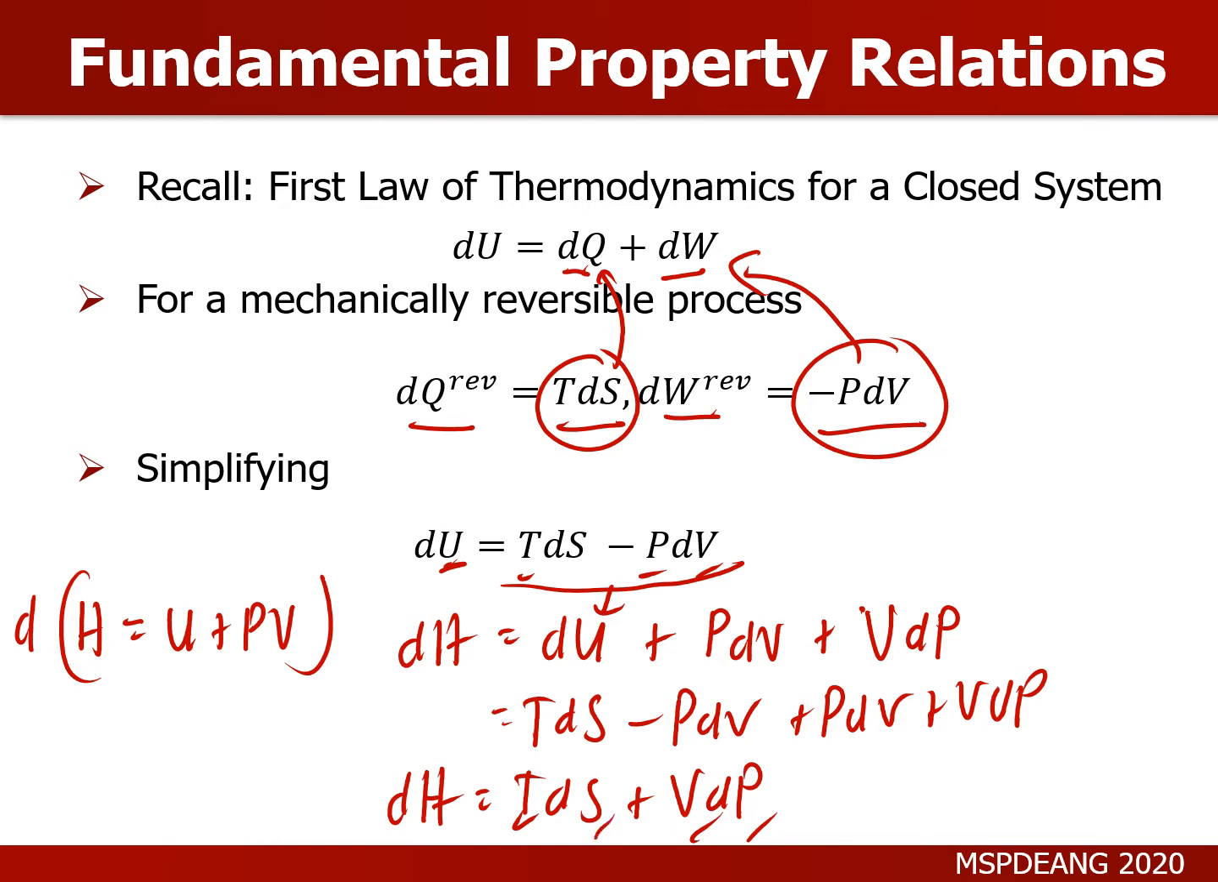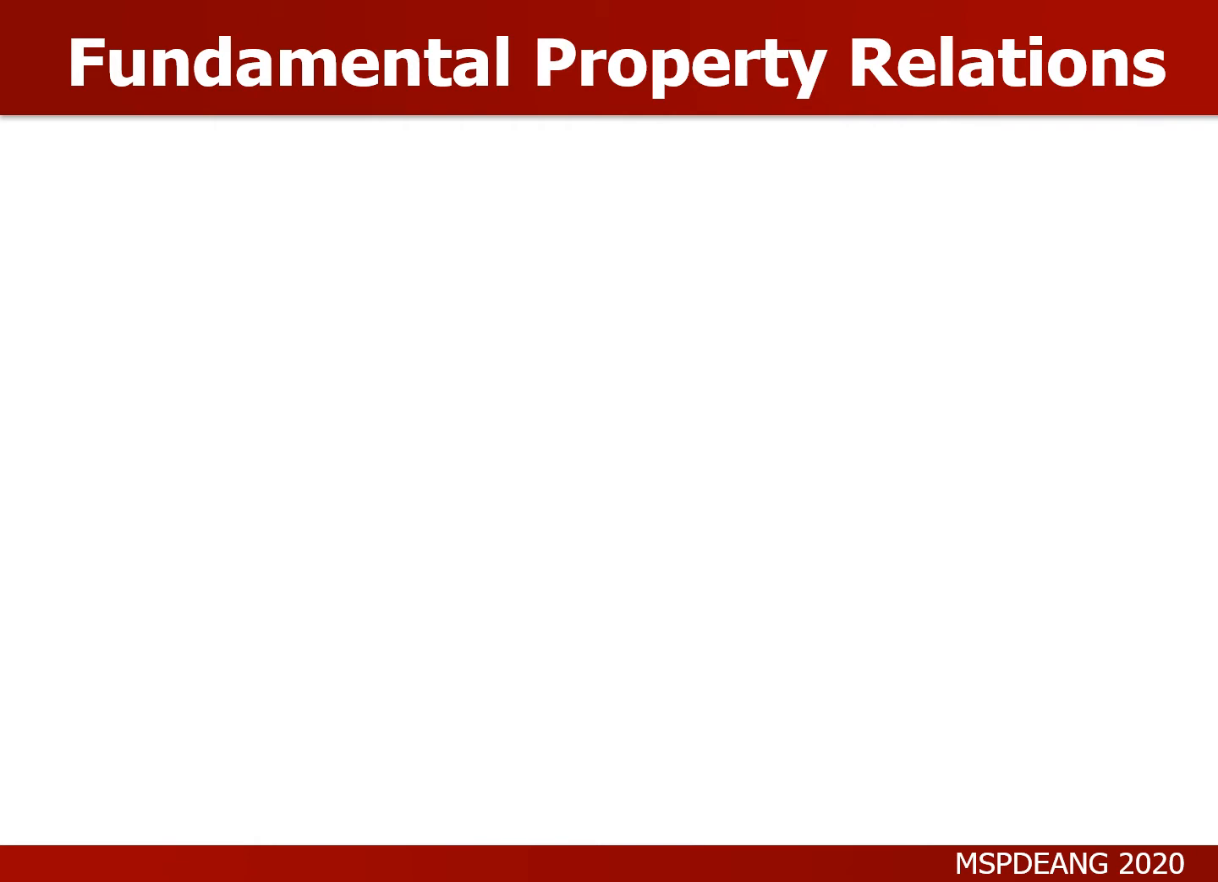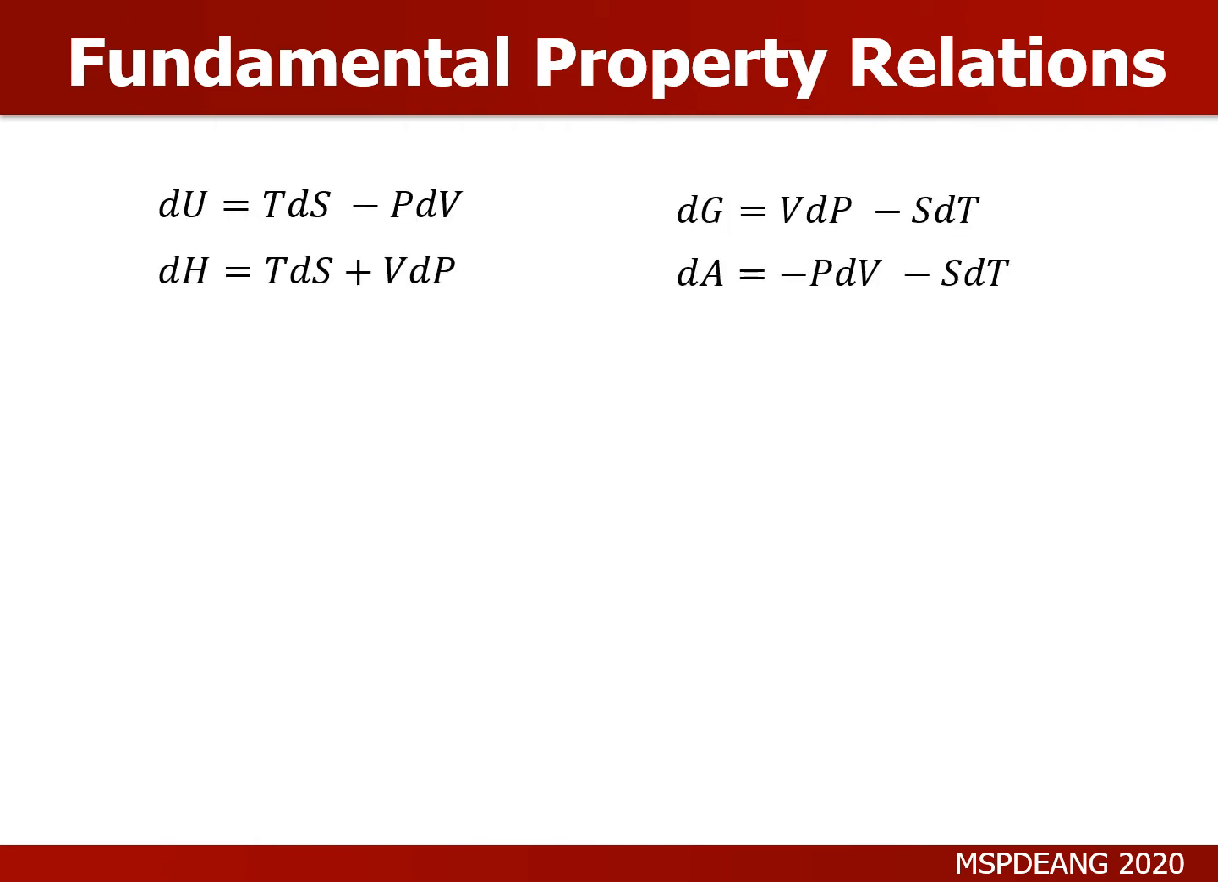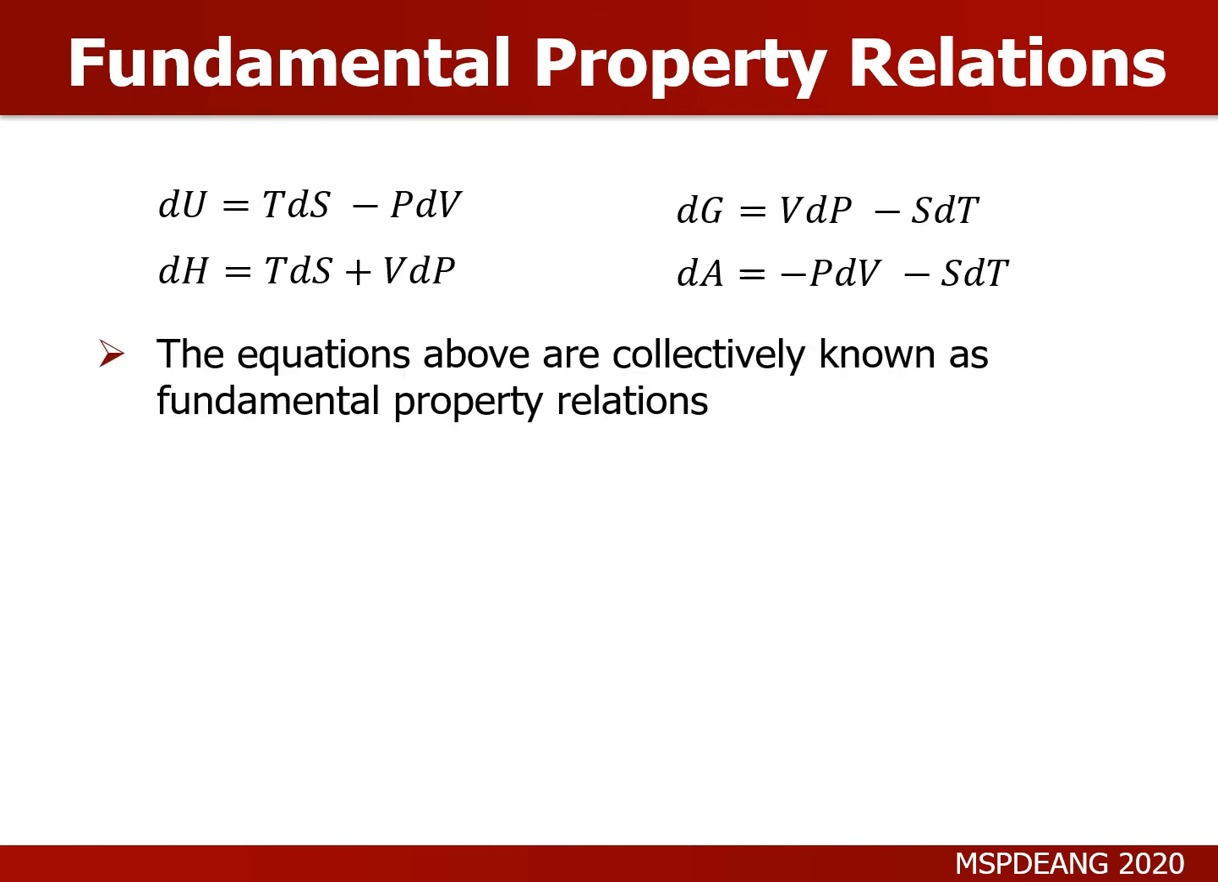And you can actually still do this for the definition of G and the definition of the Helmholtz free energy. So para gawin yan, again, diba, G is equal to H minus TS and A is equal to U minus TS. So pwede mong i-substitute again si dH dito and si dU dito, and you can make the necessary substitutions. And if you do that for G and A as well, you can get the following four relationships. So dU, dH, dG, and dA measured in terms of the changes with respect to entropy, volume, temperature, and pressure. Ayan. And these equations are collectively known as your fundamental property relations.